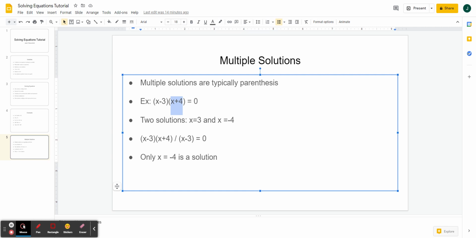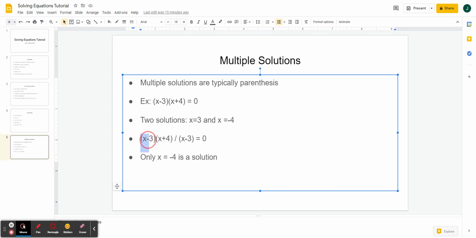The exception to this is an equation like this. So still, x minus 3 times x plus 4 equals 0, but this time it's being divided by x minus 3. Well, if x equals 3 in here, yeah, it'll get 0 in here, but when you divide by 0, it becomes undefined, which means that this actually will not be a solution.